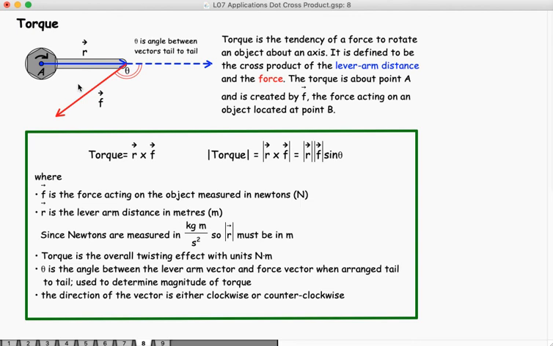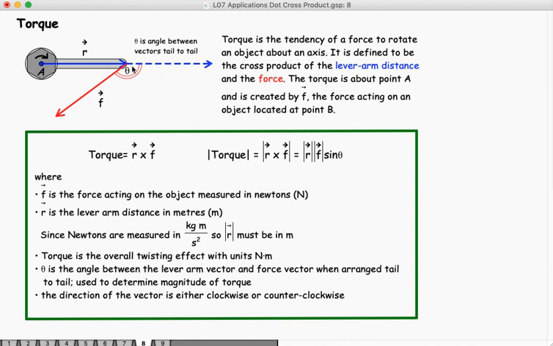The torque is about point A, and it's created by the force F acting on an object. I'm not sure why I wrote that there. Point B should be point A. So torque itself is R cross F.